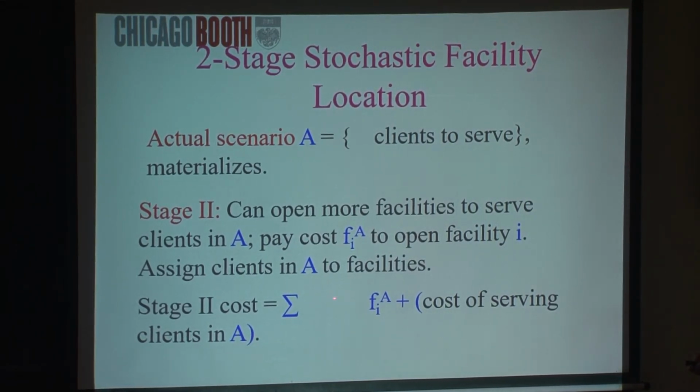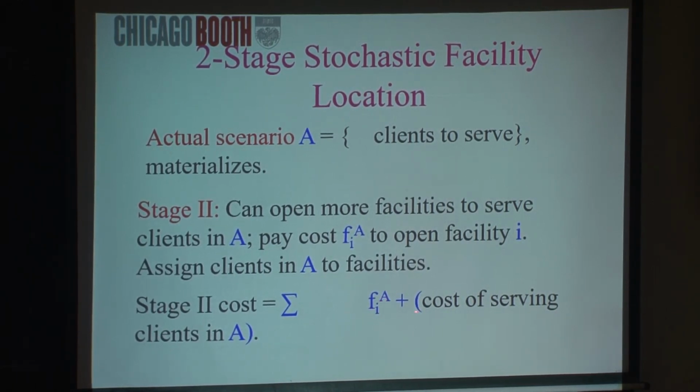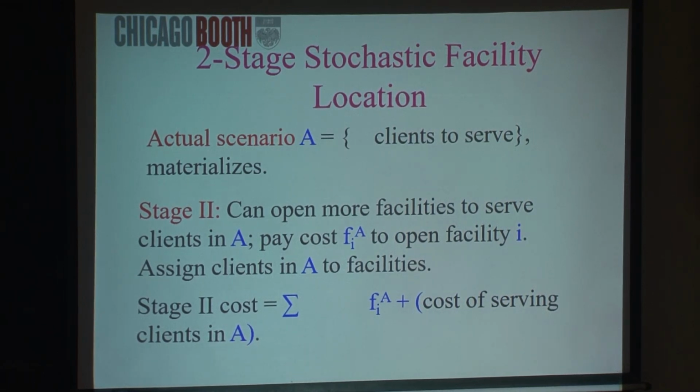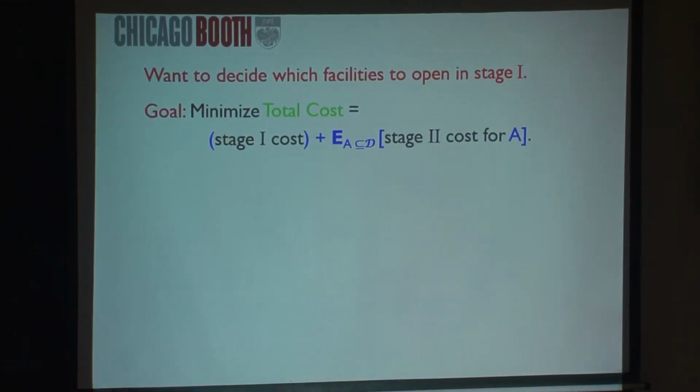Okay, so these are the facilities that I open up, and then this would be the cost of serving the clients. So the overall cost is the cost of installing facilities in the very first stage. And then here's the recourse: for each set of clients that shows up out of the set of possible sets of clients who could show up, what's the cost for meeting their demand?